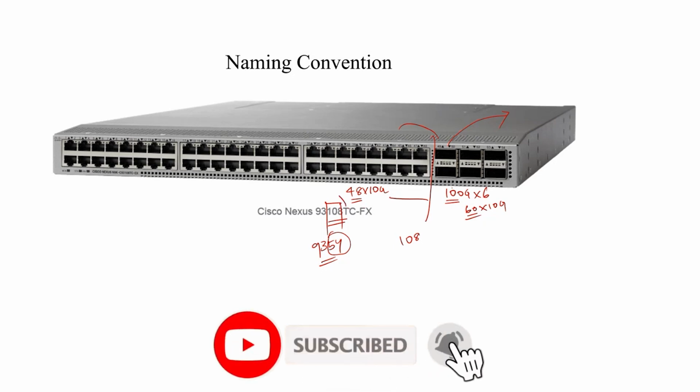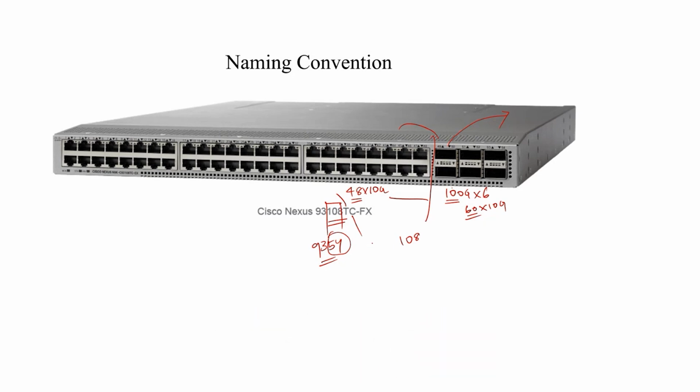T represents RJ45 copper cable. C represents the speed. C is 100 gig. Okay. FX is the ASIC type being used in the switch. So looking at a particular model, you can understand what it has. But I always recommend you go to the product guide.